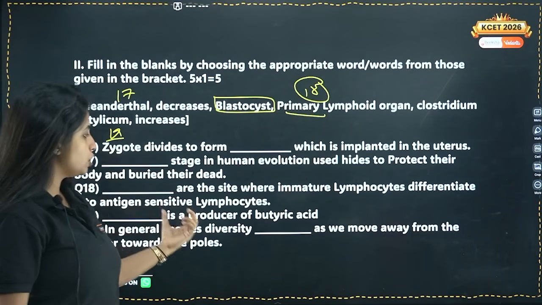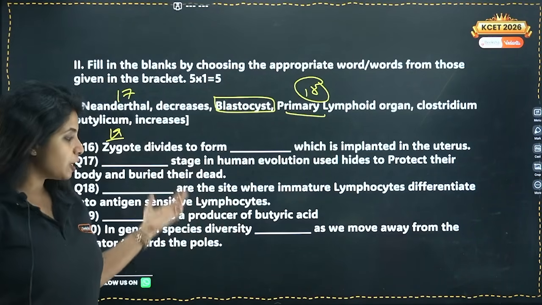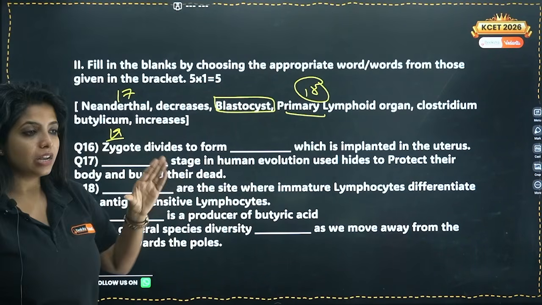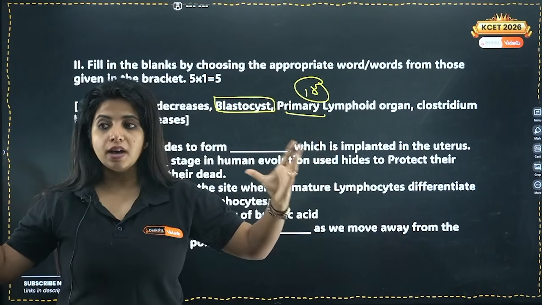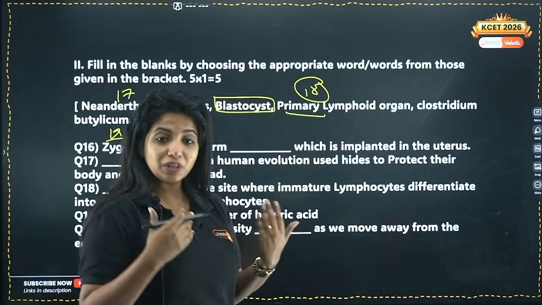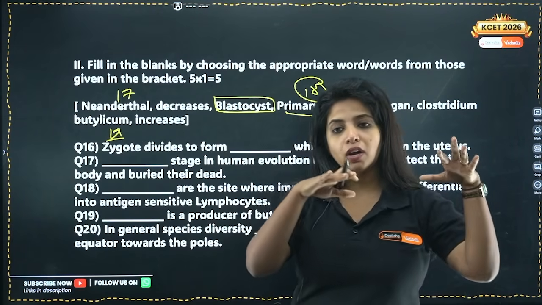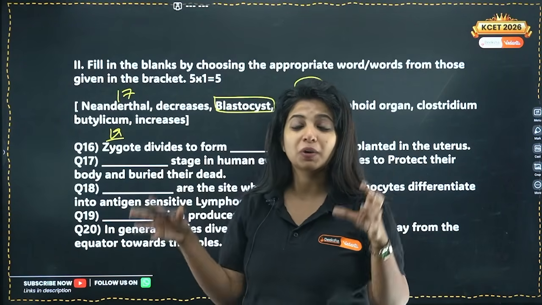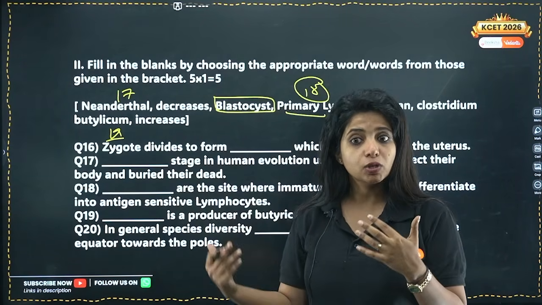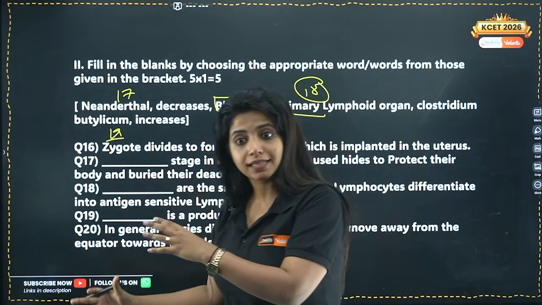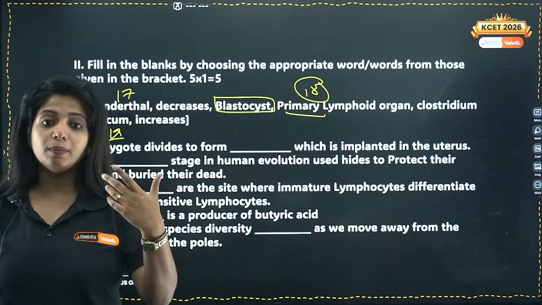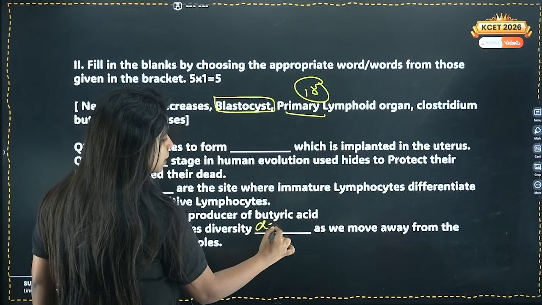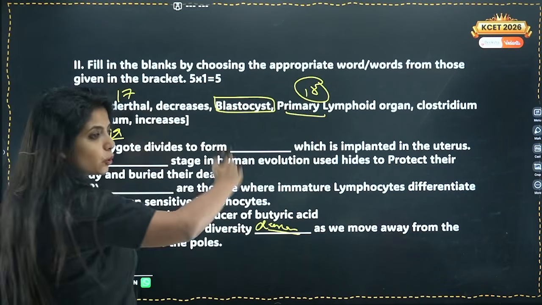Now, in general, species diversity dash as we move away from the equator towards the pole. Pole is something that will be having frequent glaciation, and the glaciers might melt also. There is no time for the species to adapt to all this changing environment, which is why the species diversity is going to go less towards the poles. Equator will have more, but towards the pole, it will be less. So can I say it decreases? It decreases as we move from the equator to poles.